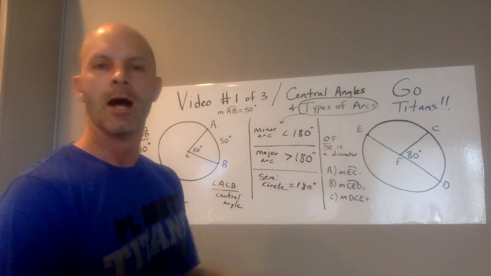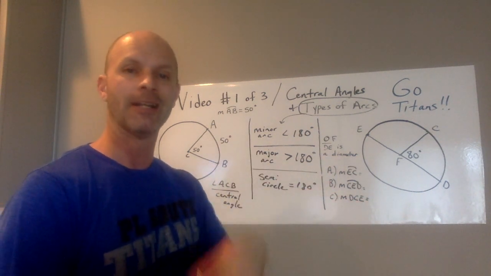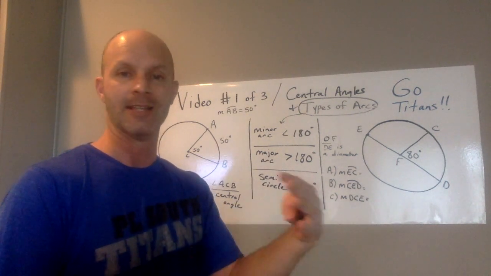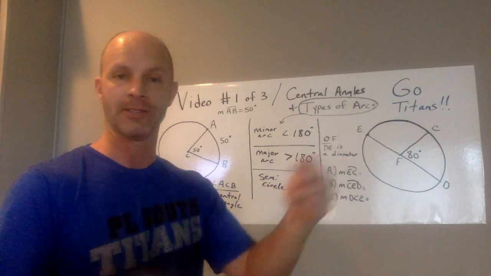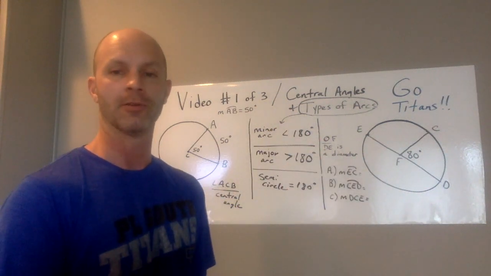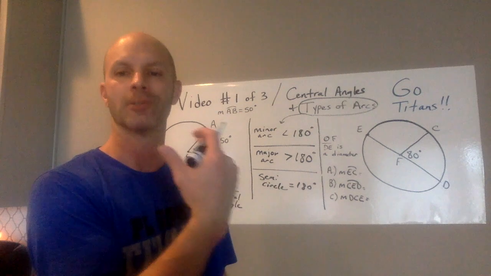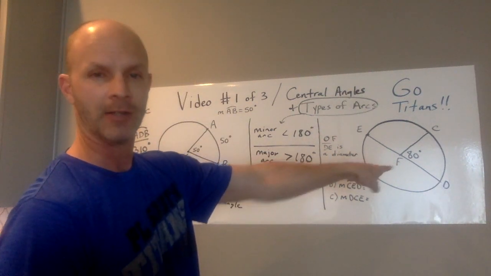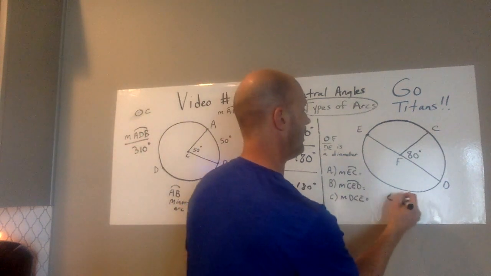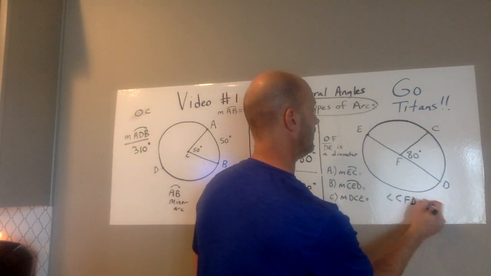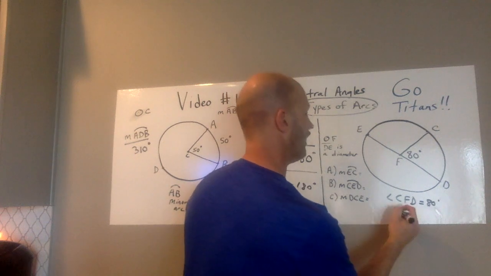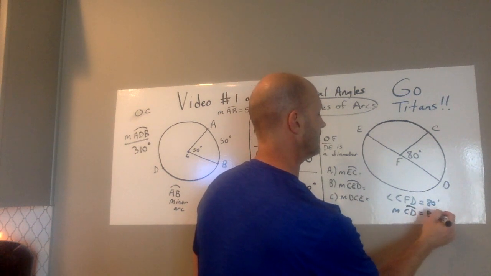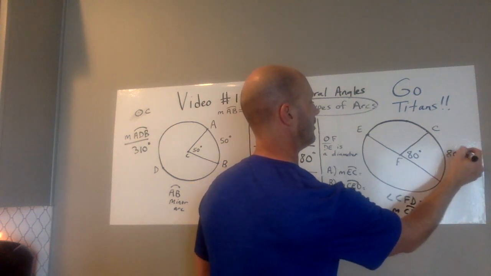Another name for a diameter, we're going to get into this more in the next video, is a chord. So a chord is any segment that has both of its endpoints on the circle. So we say DE is a diameter. It's also a chord. We do have a central angle right here. So I know that angle CFD is 80 degrees. I also know that the measure of arc CD is 80 degrees.